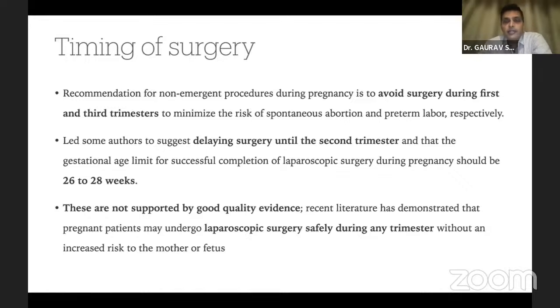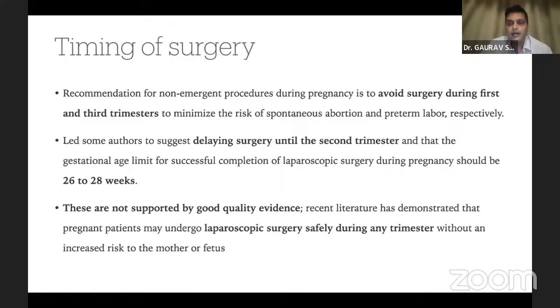As far as timing of the surgery is concerned, at least when I was learning, there was a school of thought which said that surgeries have to be done in the second trimester. If the woman presents in the first trimester, we need to delay it for the second trimester. And ideally, maybe between about 24 to 28 weeks, that is the time. Or it could be 16 to 24 weeks, some authors said. And to really avoid having a surgery in the first trimester as well as the third trimester.